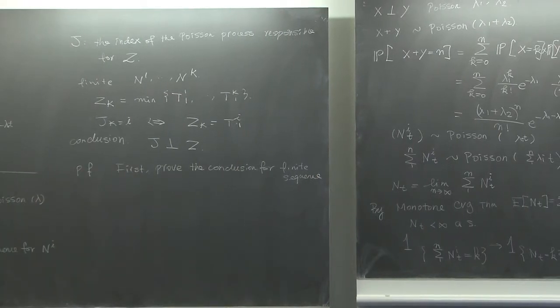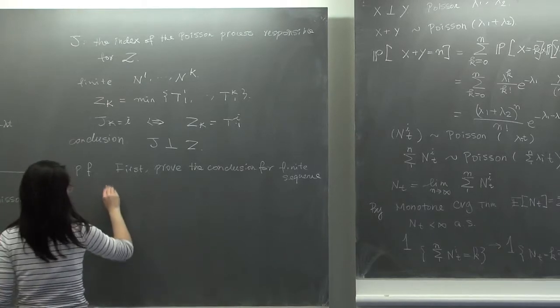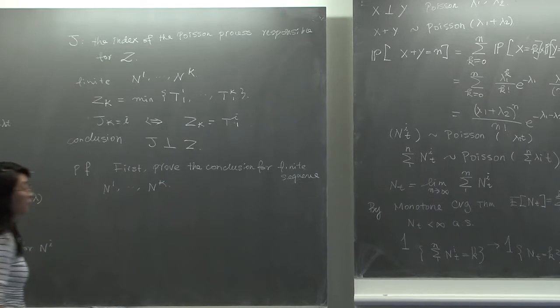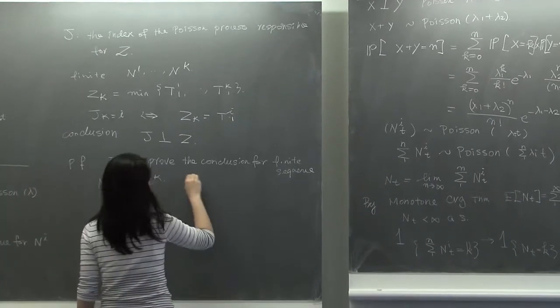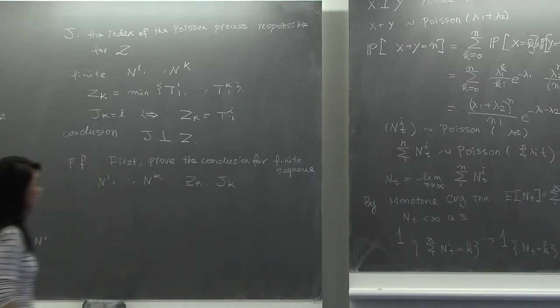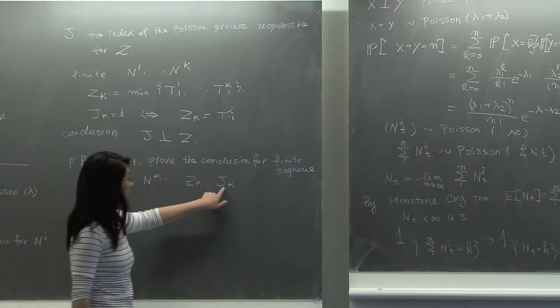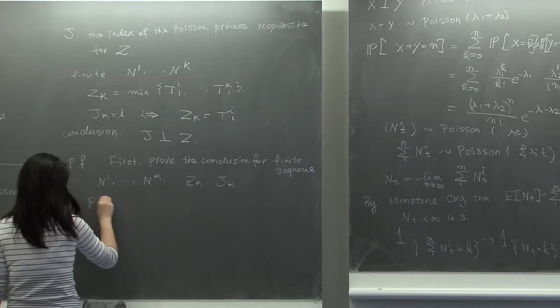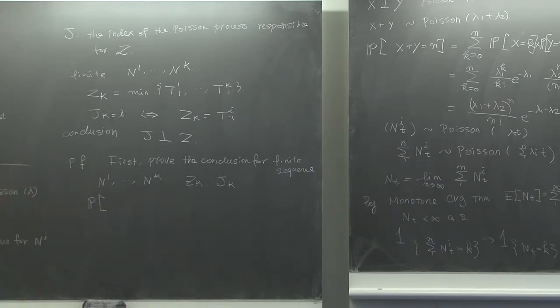So now we consider we only have a finite number of Poisson processes, from N1 to Nk. And we define Zk and Jk correspondingly. So Zk is the first event time, and Jk is the index of the process responsible for this first event. And then let us check what's the law of these two random variables.